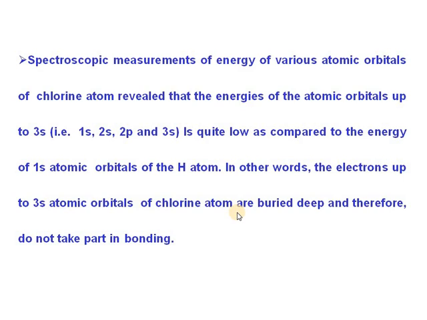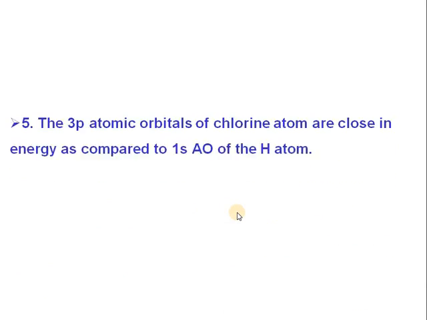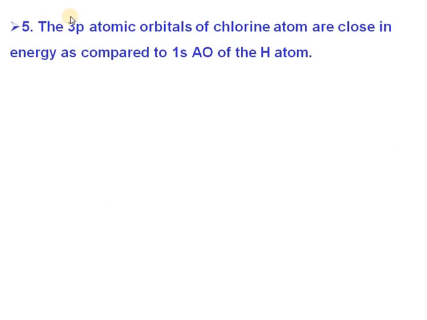So the bonding can take place as follows. Only the 3p atomic orbitals of the chlorine atom are very close in energy to the atomic orbital of the hydrogen atom. Therefore it is possible for these 3p atomic orbitals of chlorine and the 1s atomic orbital of hydrogen to combine and form the hydrogen chloride molecule.